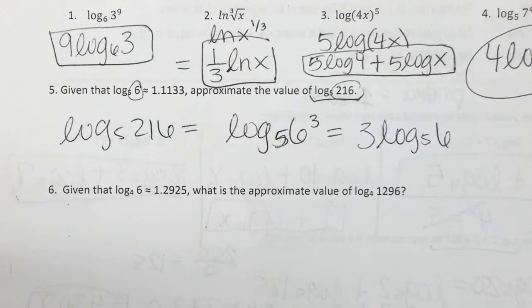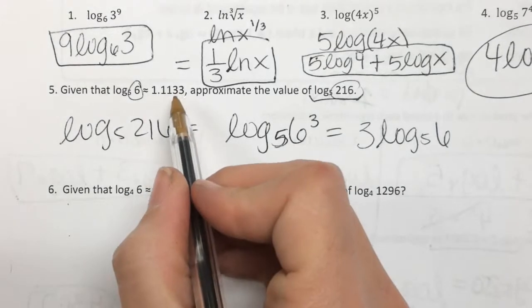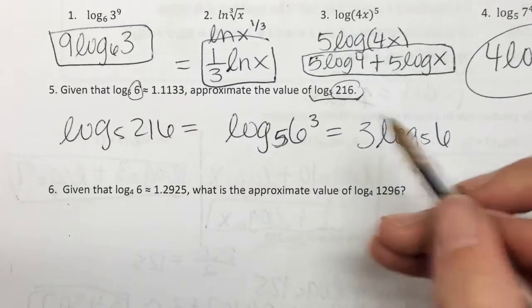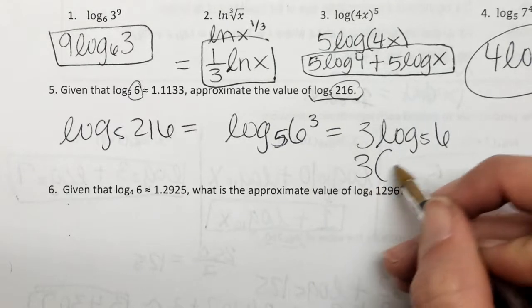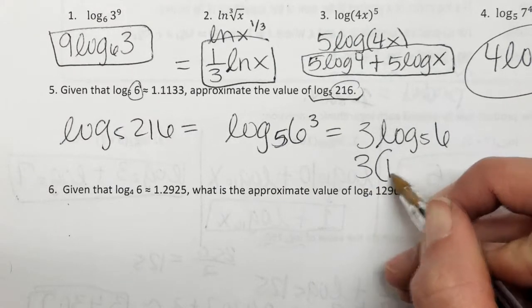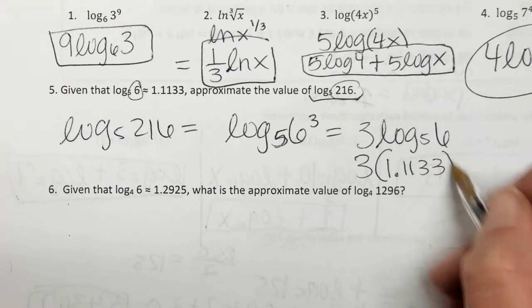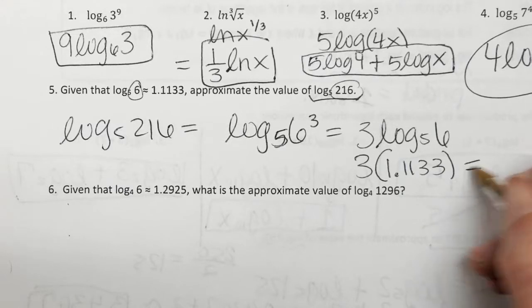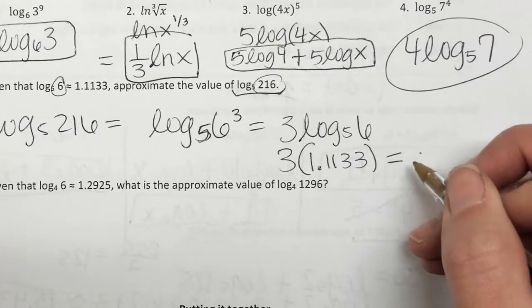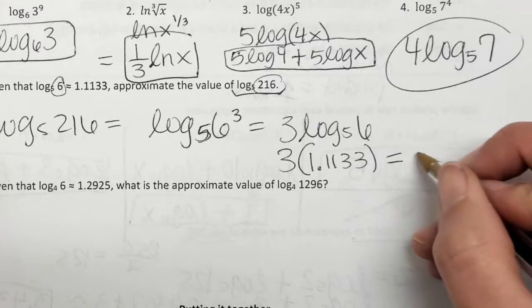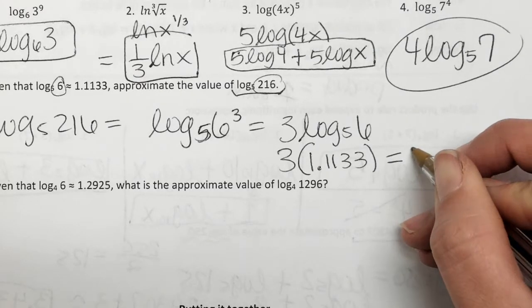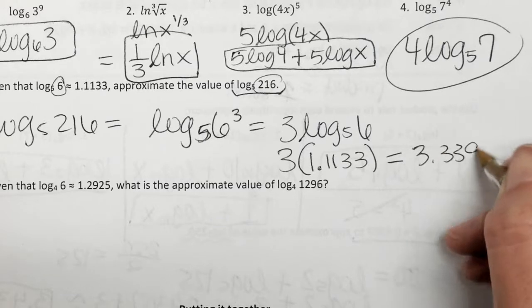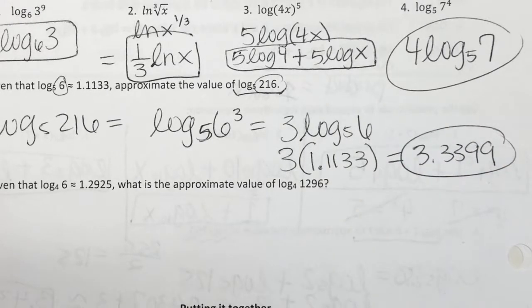Well, don't we know what log 5 of 6 is? Yes, we do. They give it to us. So we replace the log 5 of 6 with what? 1.1133. So tell me now what log 5 of 216 is. Very good. Questions about that one?